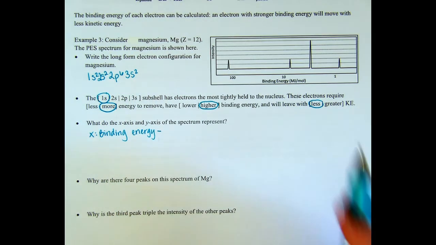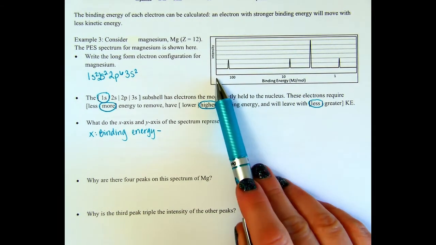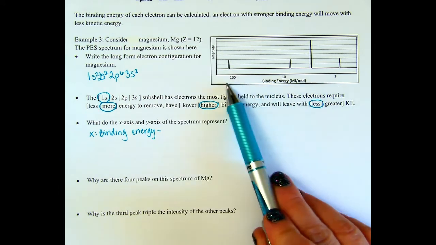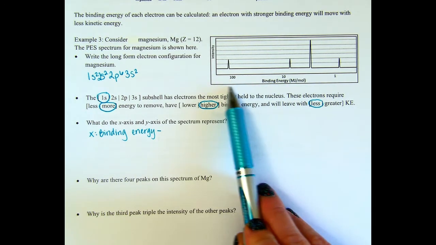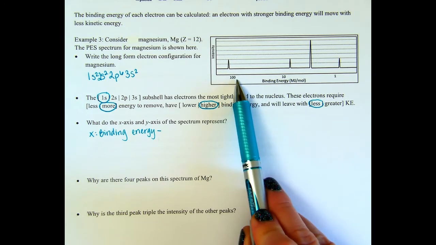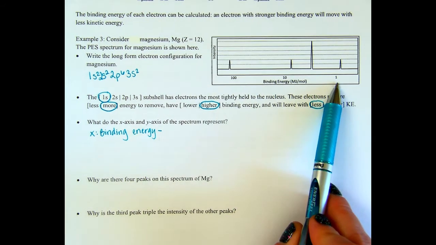And that means that our binding energy, the more tightly held electrons are going to be to the left here. So if we look at our binding energy, this is kind of an inverse. So this is 1, 10, 100. So that means if there's more binding energy, they're going to be more tightly held over here with a bigger number to the left. So it's the opposite of a lot of different graphs that you'll see.